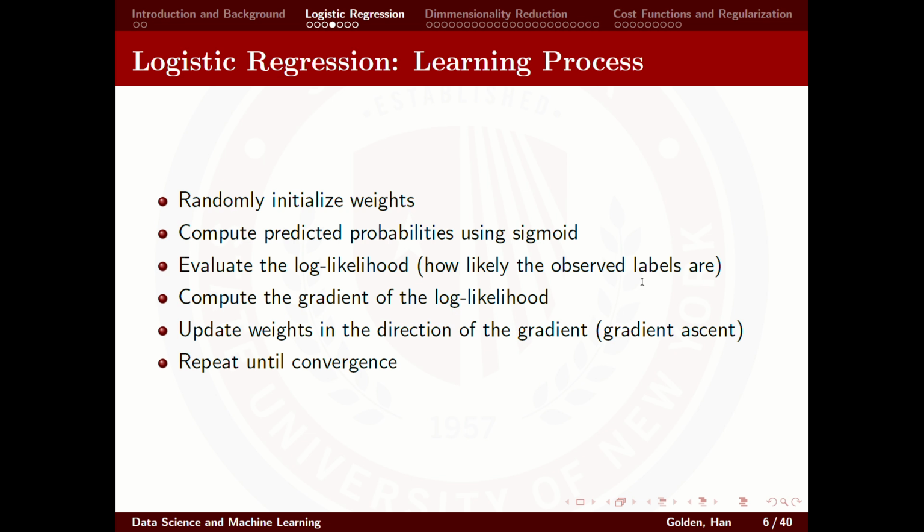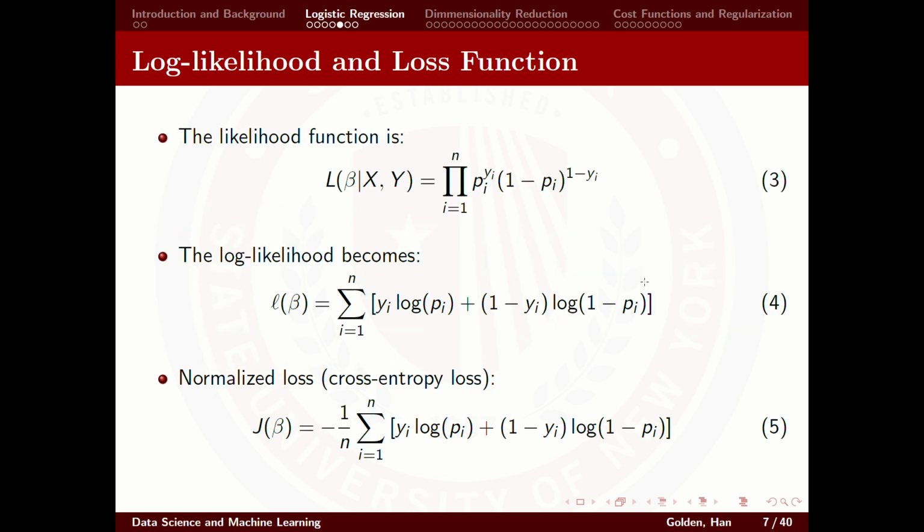Logistic regression initializes weights, computes the predicted probabilities using sigmoid, evaluates the log likelihood, computes the gradient of the log likelihood, and updates the weights until convergence.